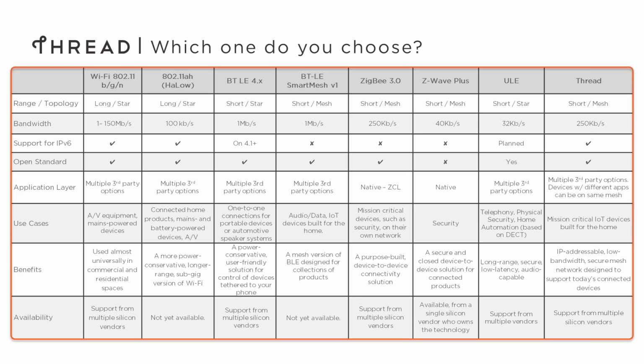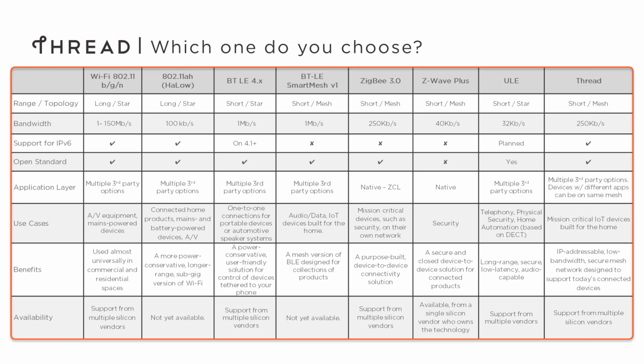The next thing is we have taken an approach of looking at what are the different use cases for each of these technologies, and this information comes from the various alliances information. So you can see that they vary from Wi-Fi with audio video equipment and main powered devices to Thread being mission critical IoT devices that are built for the home.